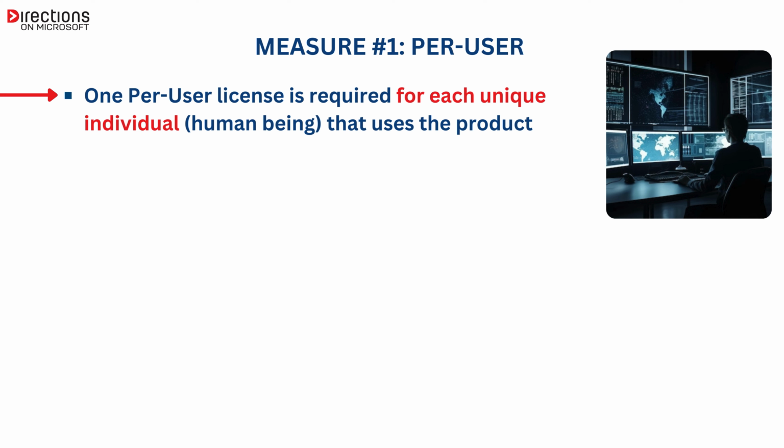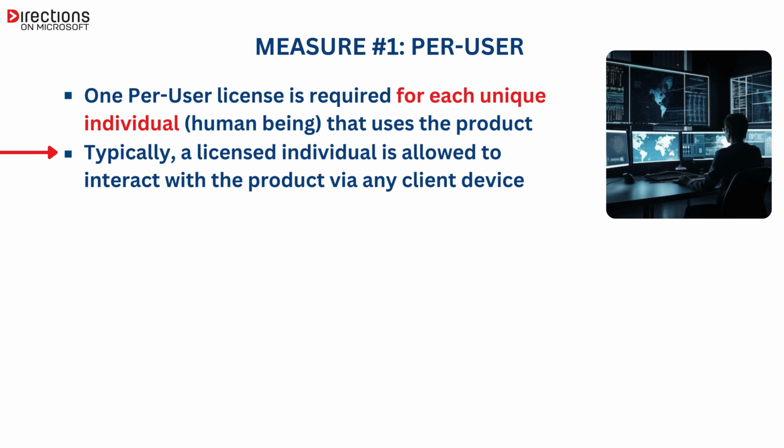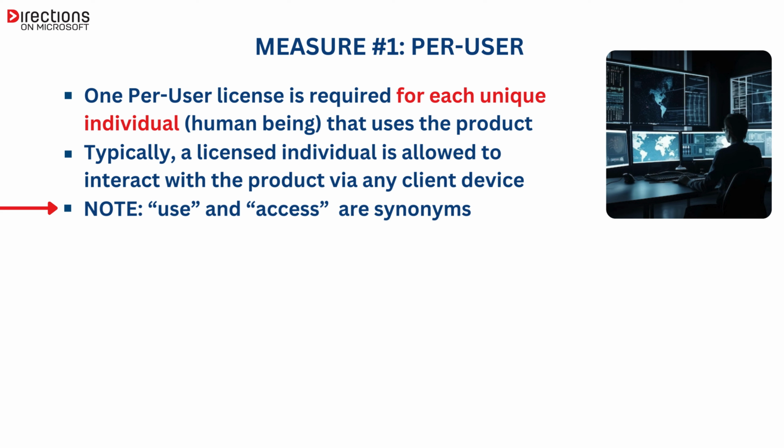Per user licenses are sold per individual person. And when I say individual person, I mean an actual human being. A per user license provides the right for that individual person to use a Microsoft product, typically from any PC, tablet, smartphone, or other client device. Also, I should mention that throughout this presentation, I'll mimic Microsoft and interchange the words access and use because they essentially mean the same thing.